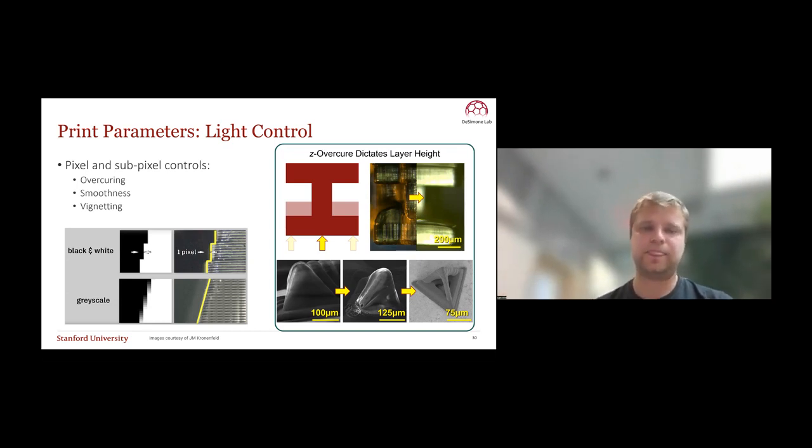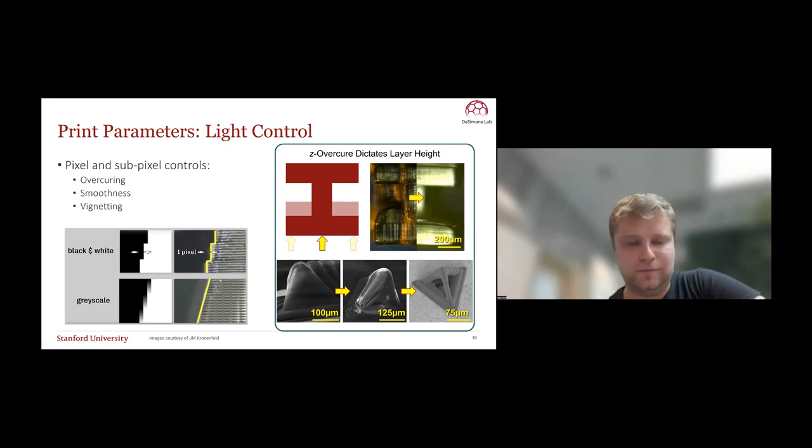And so you will be left, instead of, for instance, this I-beam shape, with an overcured blob on the bottom of each overhang. And so you have to control that very precisely.